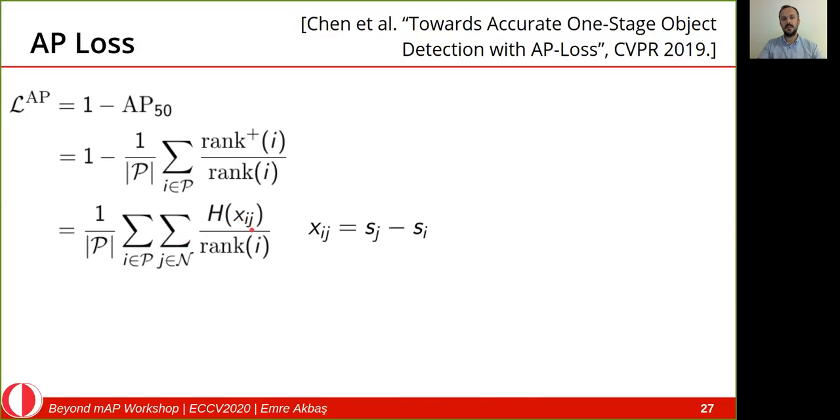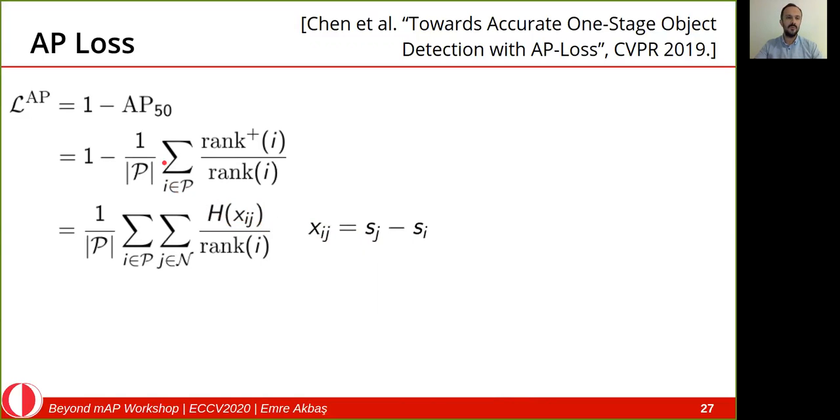And you get this simple expression where H is a unit step function. So if its argument is positive, it returns 1, otherwise it returns 0. Xij here is a transformation of the detection scores: the detection score of the jth detection minus the score of the ith detection. And here, what does this H do? If the detection score of the jth example is higher than the detection score of the ith example, this will return 1, otherwise it will be 0.